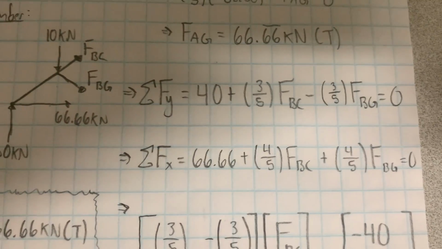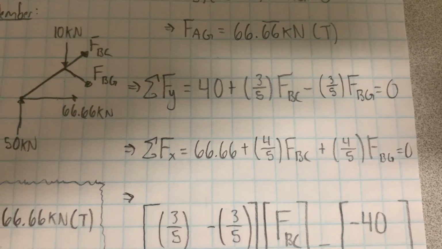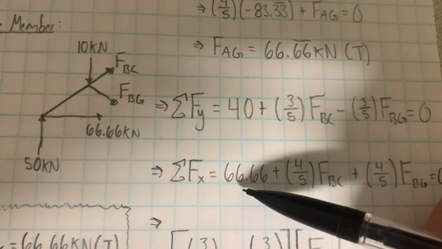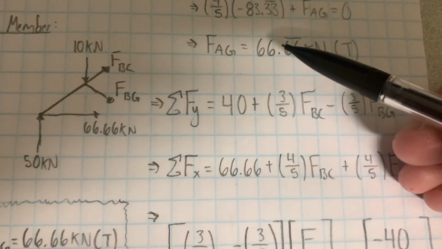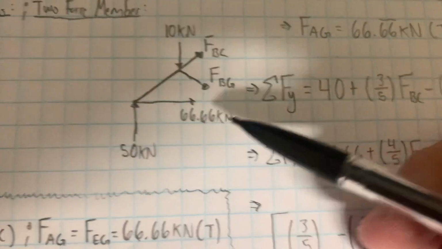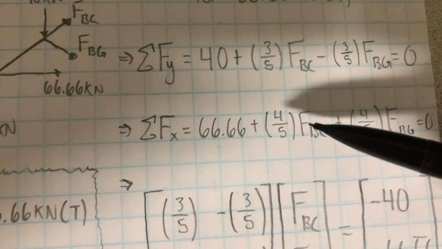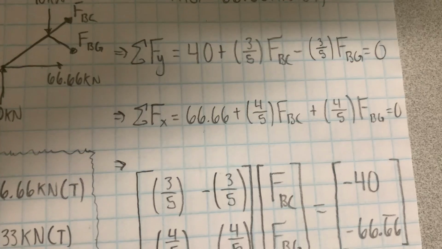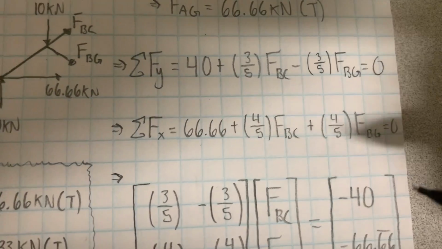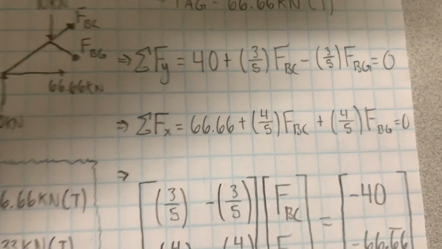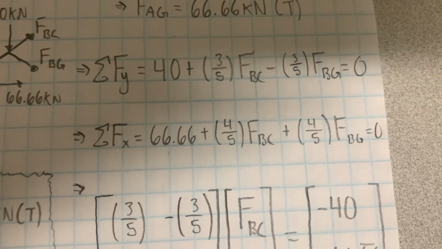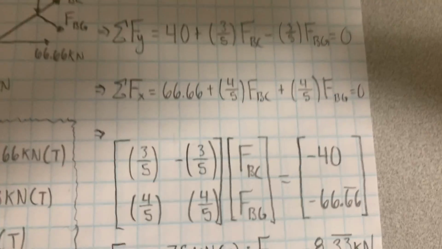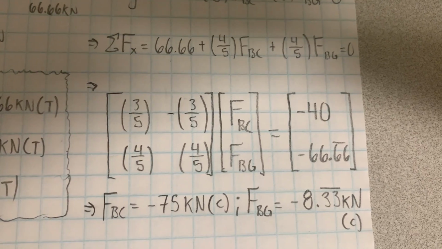So once we have done that, we are going to sum the forces in the x direction, which is where this force comes back into play from our earlier answer. Remember, that was FAG. And so we once again sum the forces in the x direction, assuming everything is in tension. And so we set up 66.66 plus 4/5 BC plus 4/5 BG, and we just set it equal to 0. So once we do that, we have enough information to solve for force BC and BG.